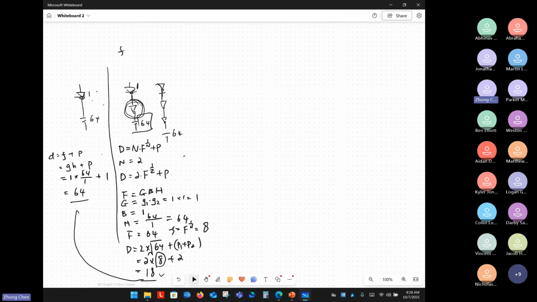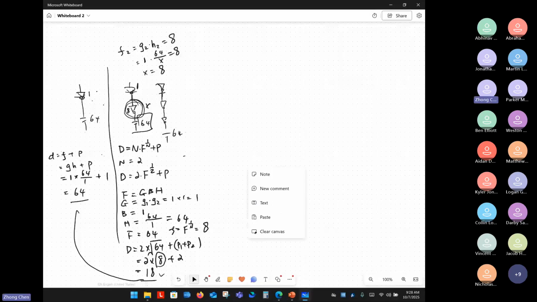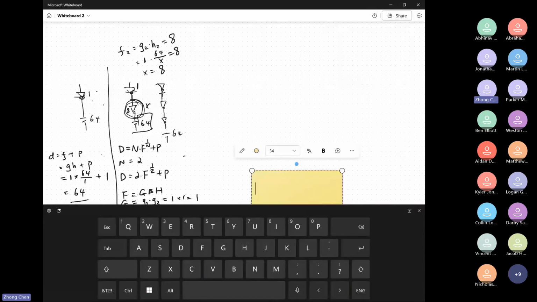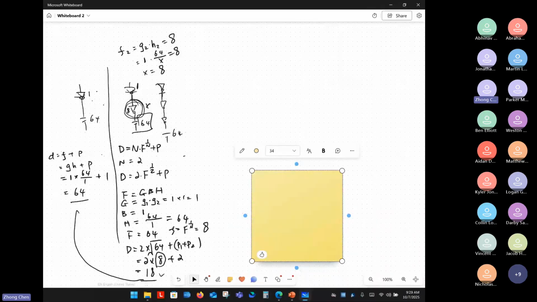So for the second stage, F2 is equal to G2 times H2, which is equal to 8. G2 we know is 1. H2 is 64 divided by X, assuming this is the X value. 64 divided by X is equal to 8, so X should be equal to 8 here. So the total capacitance for the inverter, I should put 8. So what will the PMOS and NMOS size be? The PMOS and NMOS ratio for the inverter is 2 to 1.